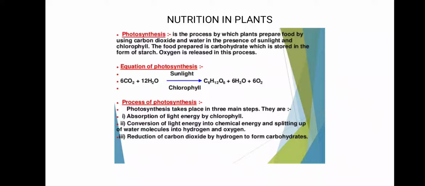And in the process of photosynthesis, there are 3 steps. Okay, that is absorption of light energy by chlorophyll. That is the first step. Then conversion of light energy into chemical energy and splitting up of water molecules into hydrogen and oxygen. Then at the last, carbon dioxide is reduced to form carbohydrates. Now, whatever is written on this page, the definition, the equation, and the process, this is very, very important for your exam. You have to learn this, okay?